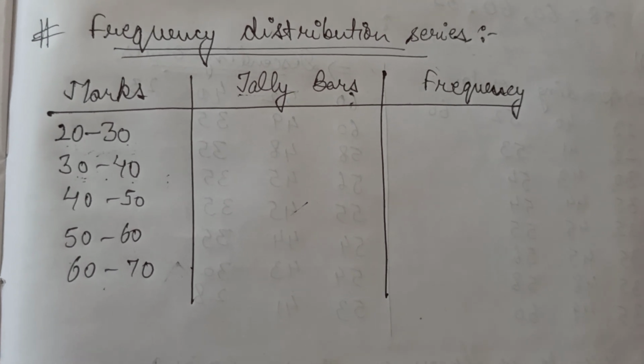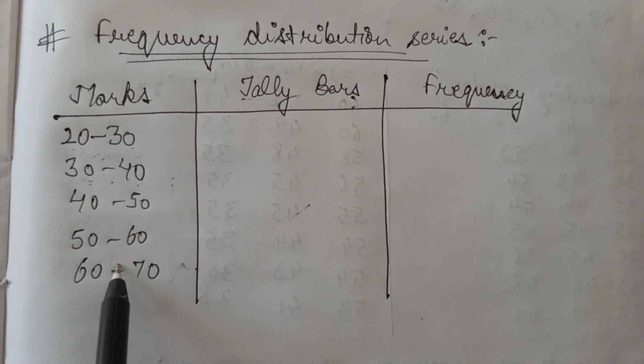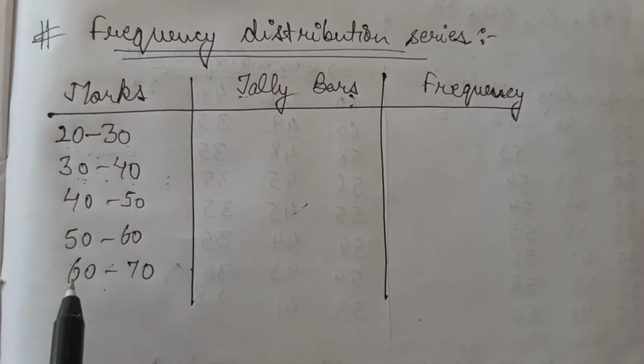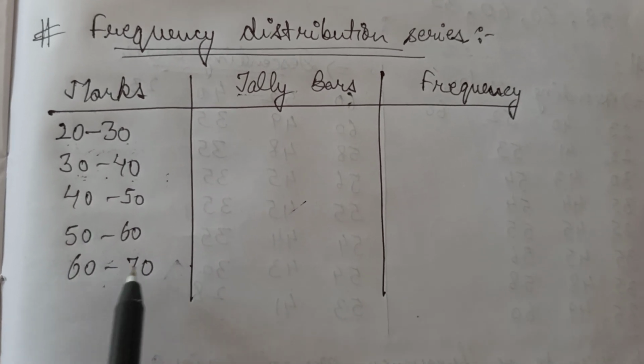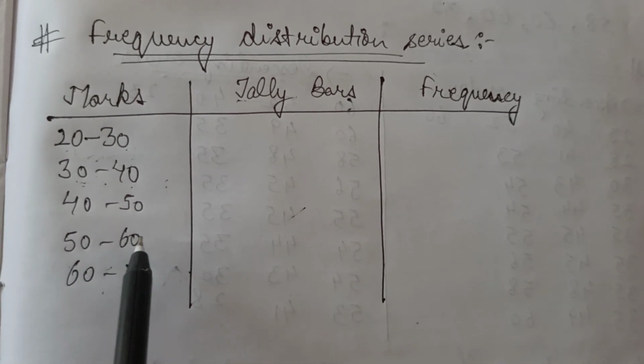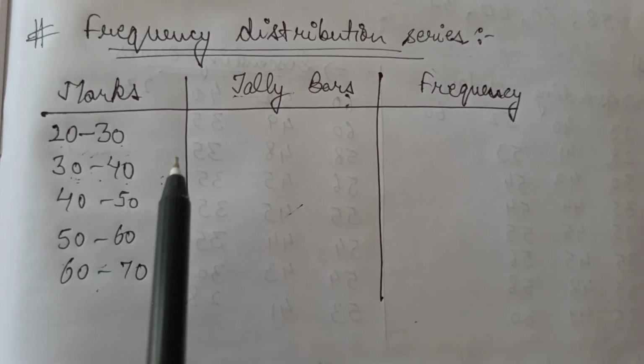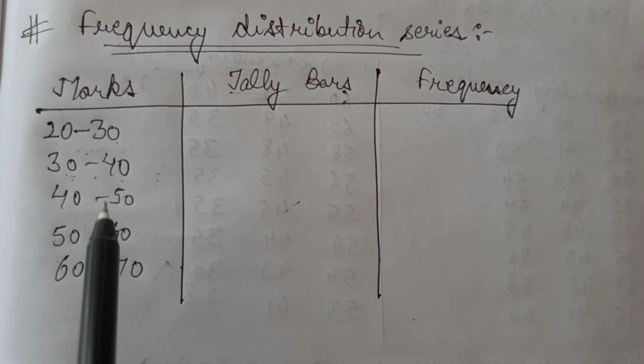But in case in the question itself the intervals are given and it is only up to 50 and 50 to 60, that is 60 to 70 इंटरवल क्वेश्चन में नहीं है, then what you will do is 60 जो है वो भी इसी क्लास इंटरवल में इंक्लूड हो जाएगा. So let's do this illustration that will make it more clear.